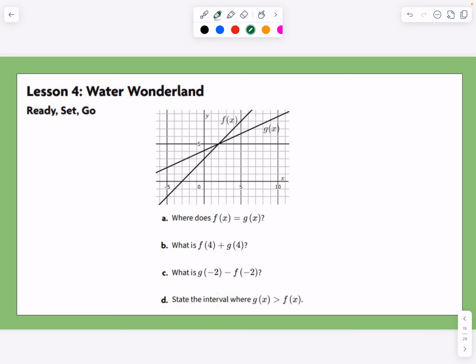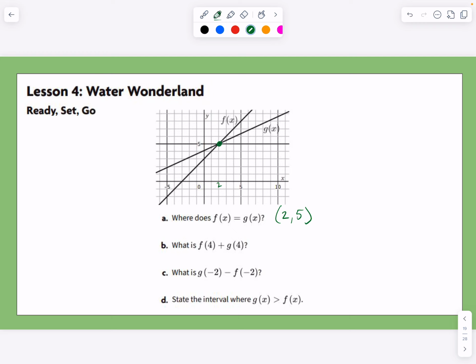Okay, so on the next one, moving on, number 14, where does f of x equal g of x? These ones make a little more sense for the lesson. Where do they equal each other? They equal each other right there. In that case, we are at this point, which is 2, and we're at 5. So they equal each other at 2, 5.